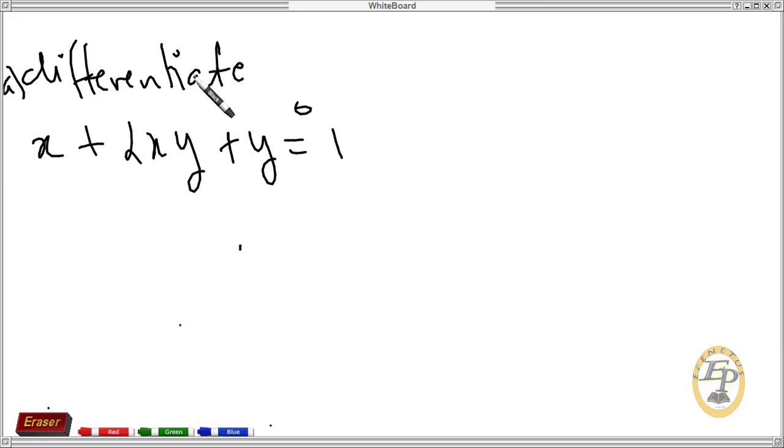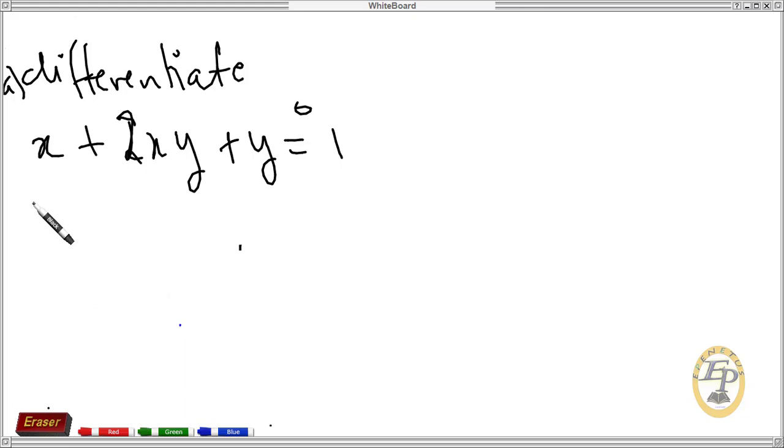So on this question, I'm going to be dealing with implicit differentiation. I have the question: differentiate the following function. The first function that I'm going to deal with is x plus 2xy plus y is equal to 1. Okay, so what we're going to do is look for dy/dx.